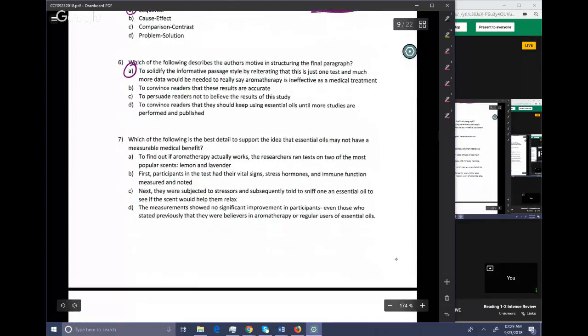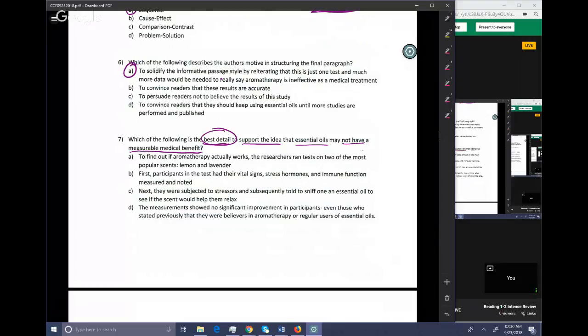Number 7 says, which of the following is the best detail to support the idea that essential oils may not have a measurable medical benefit? Remember, best detail is where we're trying to support a very specific and particular thing. And the best detail is going to be the one that most immediately, most directly proves that exact thing. So there's all kinds of details that might be nearby something, but the best detail to support a particular idea will be the one that actually answers that idea.